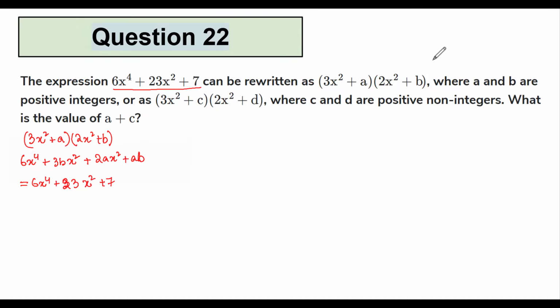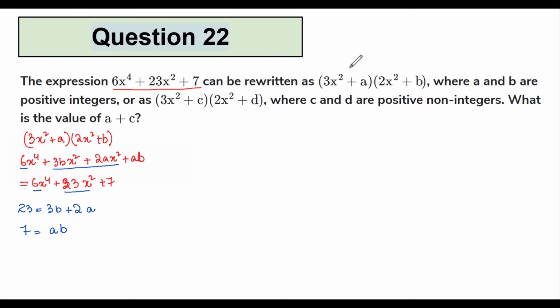Now comparing the coefficients, 6 is the same as 6. And for x squared, you have these two terms. That means 23 is equal to 3b plus 2a, right? And 7 is equal to ab. Now what I'm going to do, I'll solve these two in Desmos.